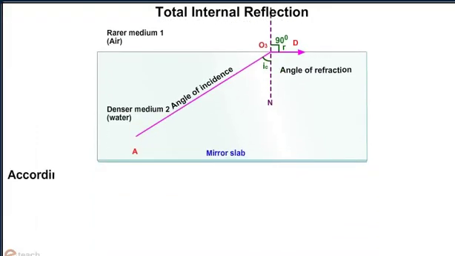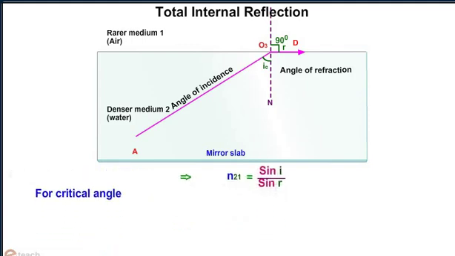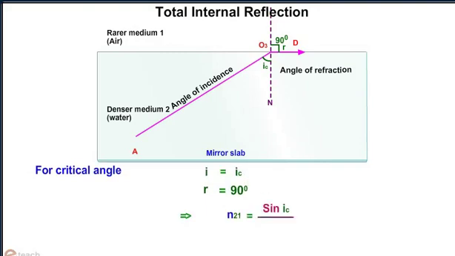According to Snell's law, refractive index equals sin I by sin R. This implies the refractive index of medium 2 with respect to 1, n21, equals sin I by sin R. For the critical angle, I equals IC and R equals 90 degrees. This implies n21 equals sin IC.